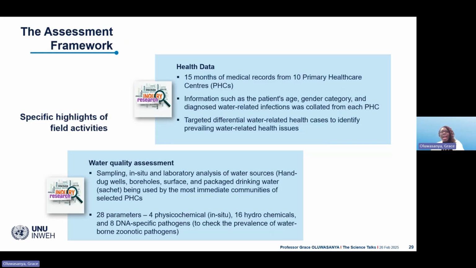The moment we identified and selected the public health centers, one of the first things we did was to delineate at least a 1 kilometer radius, where we conducted a reconnaissance survey to identify the predominant water sources in those locations. These were hand-dug wells, boreholes, surface water, and packaged drinking water. Those familiar with that terrain know that by packaged drinking water, I mean the sachet water. Locally they call it pure water, but I always tell them there's no pure water anywhere. Now, in terms of parameters, we assessed 28 parameters: 4 physiochemical parameters in situ, 16 hydrochemicals, and 8 DNA-specific pathogens to check the prevalence of waterborne zoonotic pathogens in the water sources.